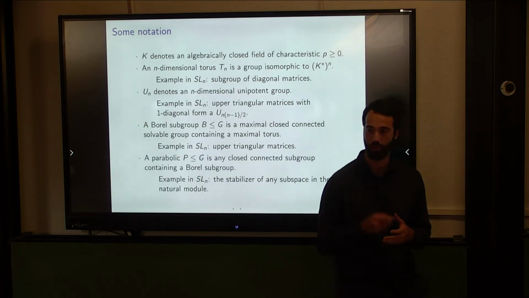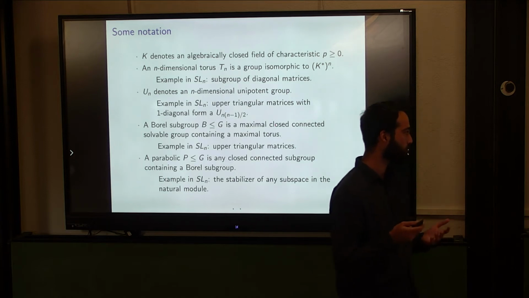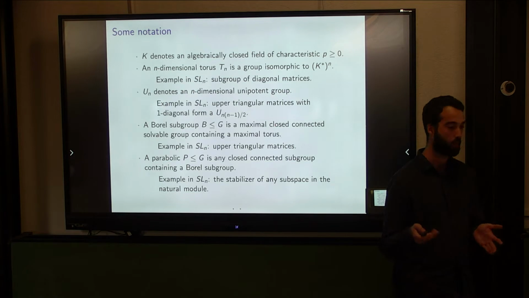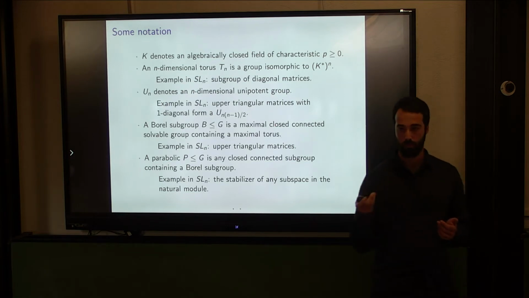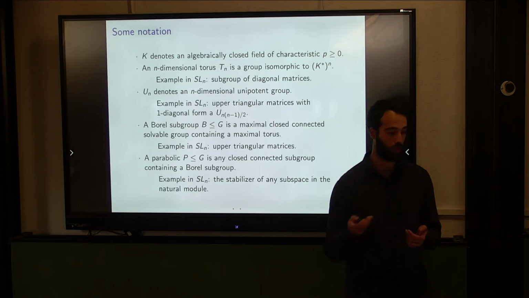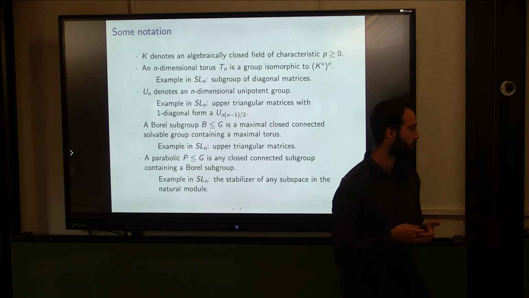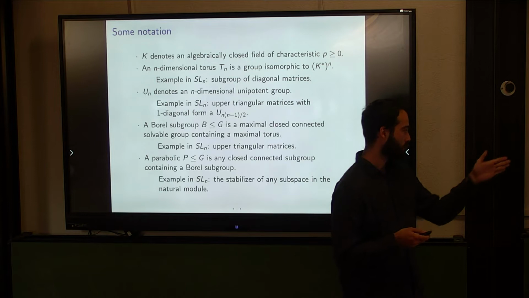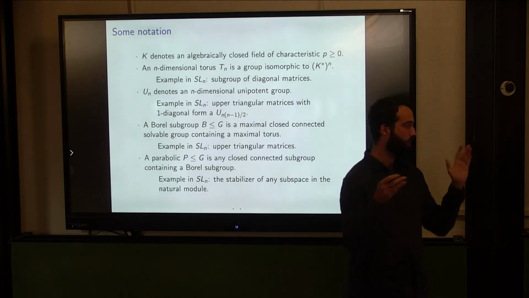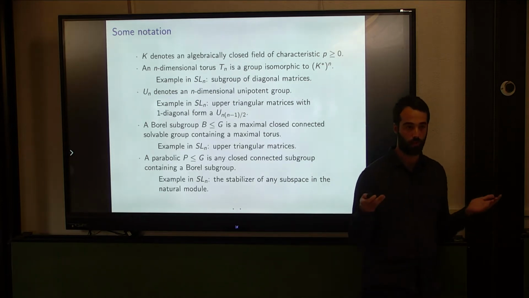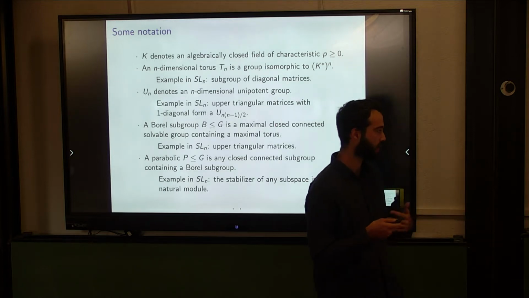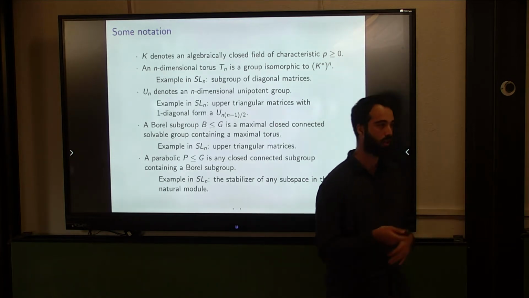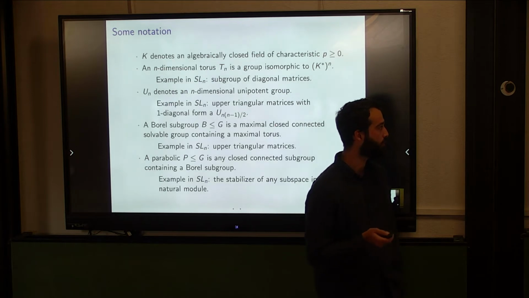And we have parabolic subgroups. Here we can think of them as closed connected subgroups containing a Borel subgroup, but we're going to use them very often with a geometric definition as stabilizers of certain subspaces. So in SL_n, if you take any subspace of the natural module and take the stabilizer, you get a maximal parabolic, or you can stabilize a whole flag, and you get other parabolics.